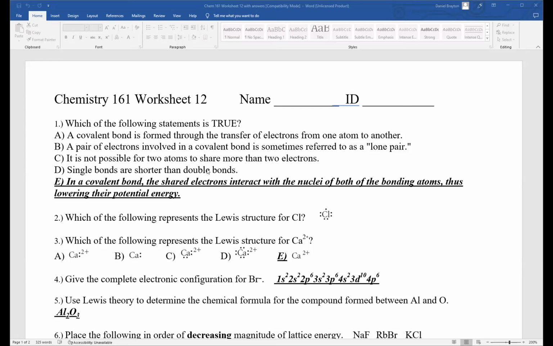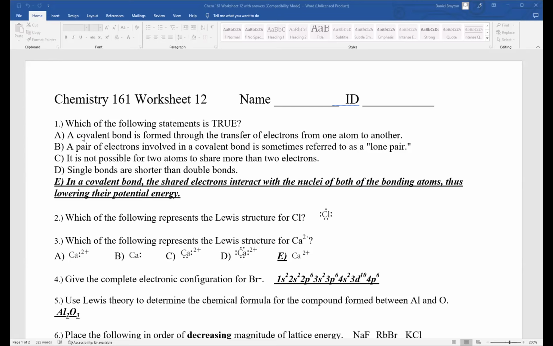Single bonds are shorter than double bonds. That's definitely not true. In a covalent compound, the shared electrons interact with the nuclei of both of the bonded atoms, thus lowering their potential energy. So this problem, except for that one strangely worded thing, is basically describing ionic bonding and covalent bonding, and then try to think of other things that were false.